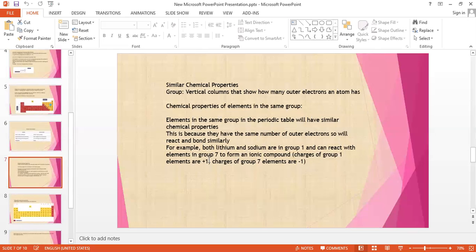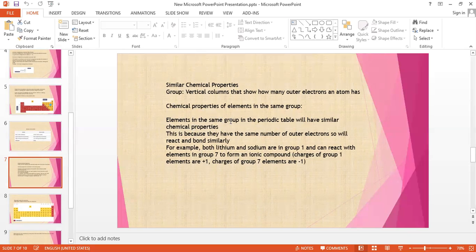Hello. Yes, sir. Okay, next point. Chemical properties of elements in the same group. This is the most important point. The elements in the same group in the periodic table will have similar chemical properties.